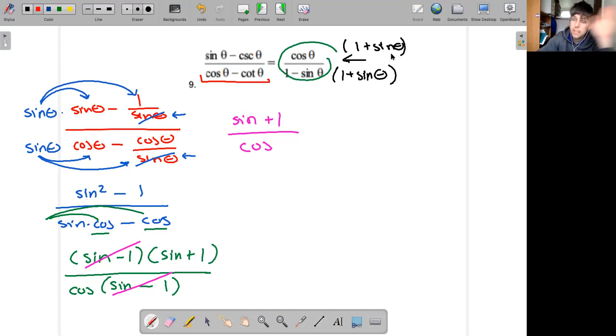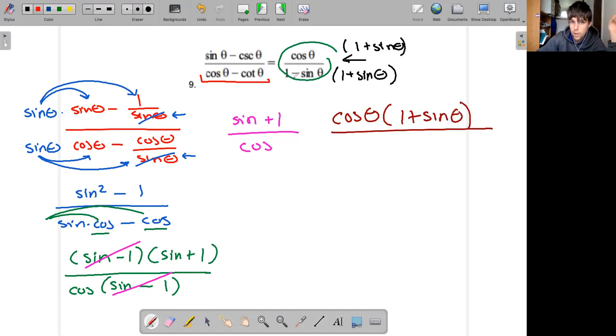I'm going to leave it factored on the numerator. I know that I usually say to not do that, but I'm going to do it. So I end up with cosine theta times 1 plus sine theta divided by, these are conjugates, so they're going to multiply to be 1 minus sine squared.